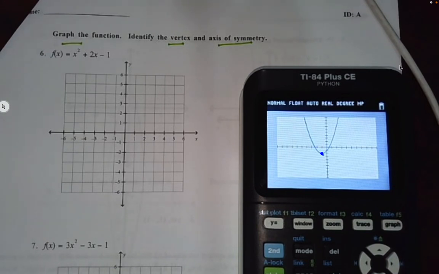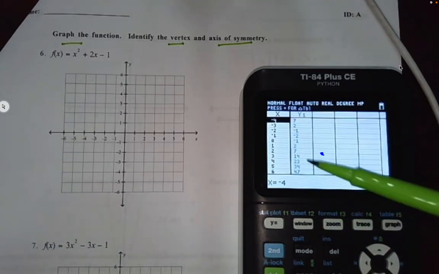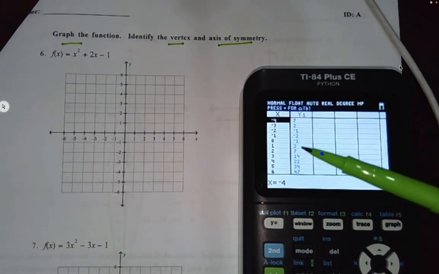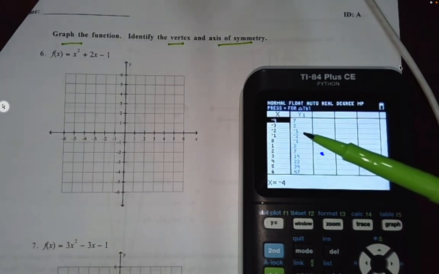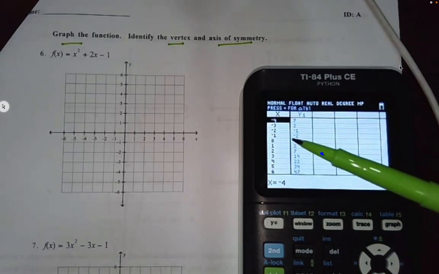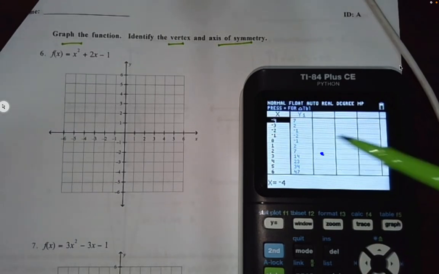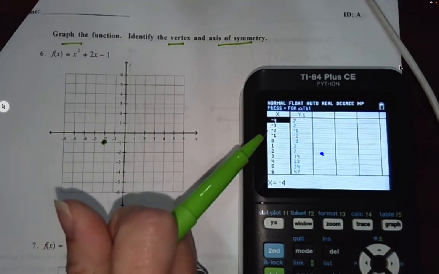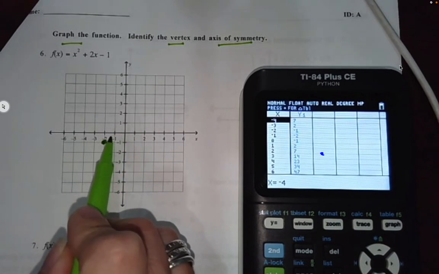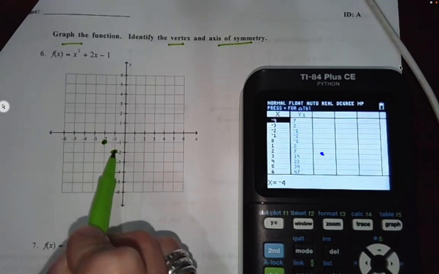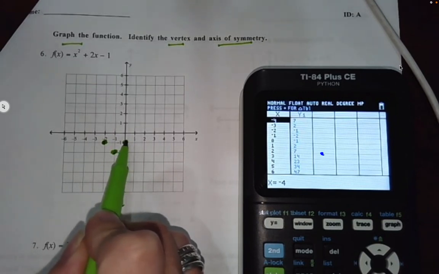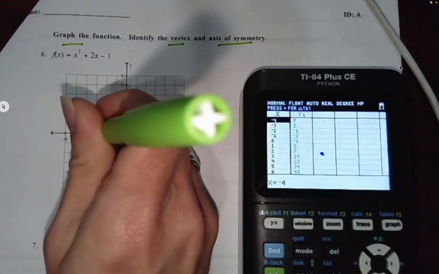All right? So I'll go to my table. And where does it repeat? Does everybody see where it repeats right here on my table? So those are the 3 points I'm going to use. The -1, -2, -1. So I'll go -2, -1. Then I'll go over -1, -2. Left 1, down 2. And then I have 0, -1. Over 0, down 1. So here's my graph.